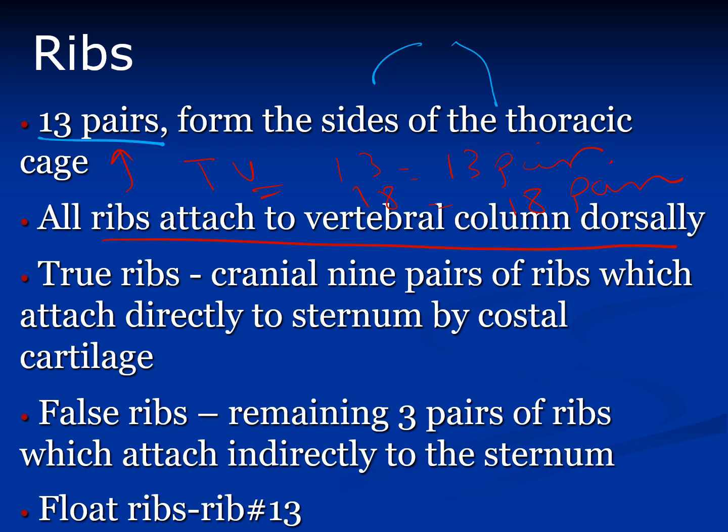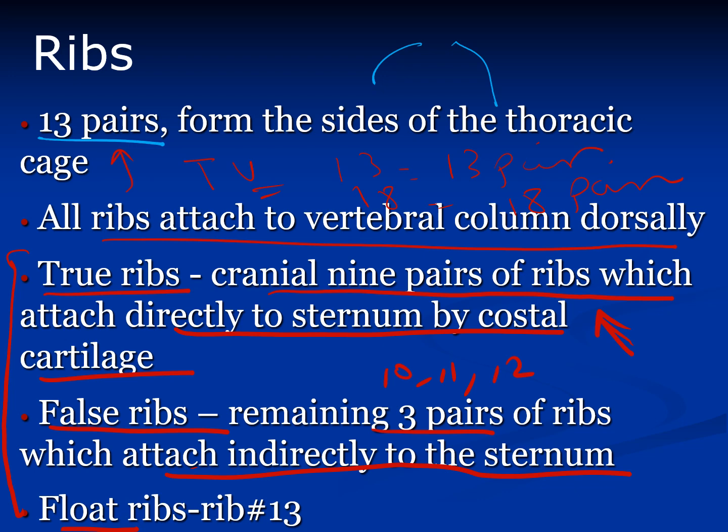All the ribs attach to the vertebral column dorsally through the costal fovea or the transverse costal fovea. They divide the ribs in dogs and humans into true ribs, false ribs, and floating ribs. The cranial 9 pairs of ribs, which attach directly to the sternum by the costal cartilage, we call the true ribs. The remaining 3 pairs, 10, 11, and 12, which attach indirectly to the sternum, we call the false ribs.